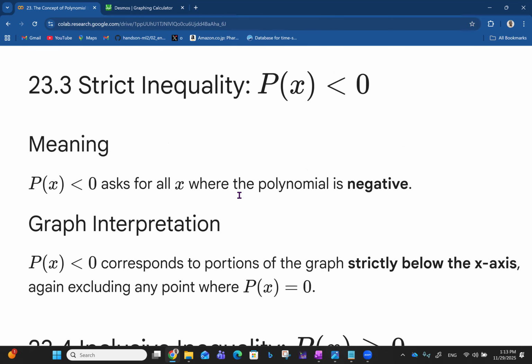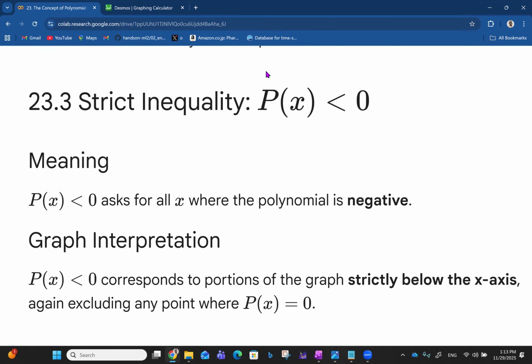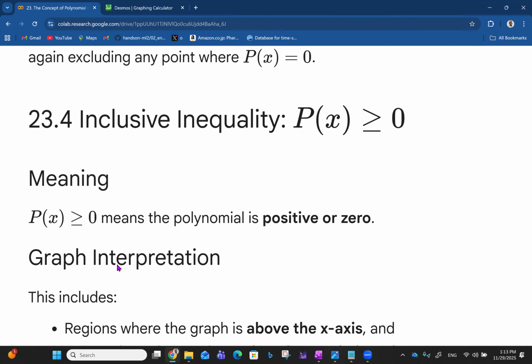Then we have another strict inequality where P of X is less than 0. The meaning is that P of X less than 0 asks for all X where the polynomial is negative. So the graphical interpretation is such that P of X less than 0 corresponds to portions of the graph strictly below the X-axis, again excluding any point where P of X is equal to 0.